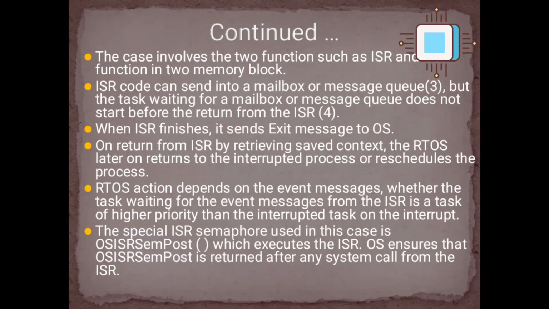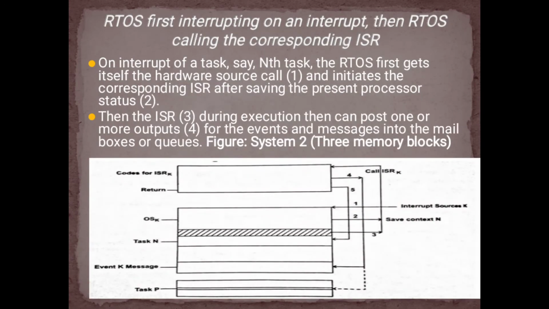Next, this is explained in this one: RTOS first interrupting an interrupt, then RTOS calling a corresponding ISR. Here the RTOS gives an interrupt to the OS first. See that one in the diagram. Here we are having three memory blocks. Here your RTOS is executing a program.